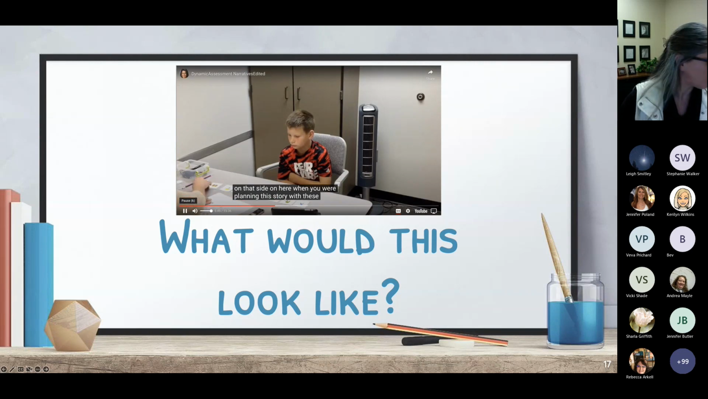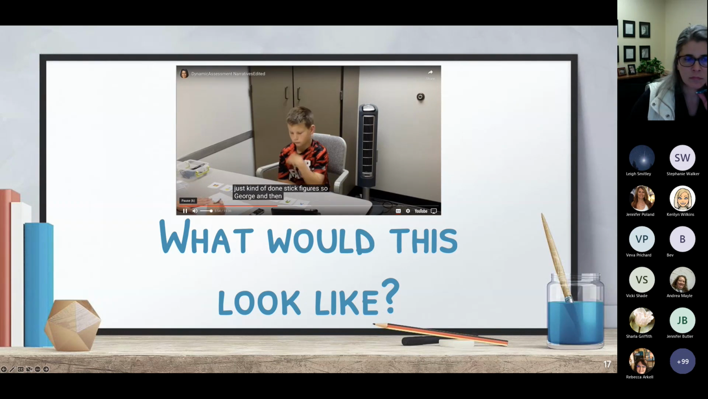In this story with these pictures, we could have drawn George, and I'm not as good of an artist, so I would have just kind of done stick figures. So George, and then I could have drawn a picture of the park and the snowball. So you don't have to write any words. We just want to draw pictures so we can remember our different parts of the story. So then I could draw wind blowing snow into George's face. Oh, he's probably not happy when the snow blows in his face.